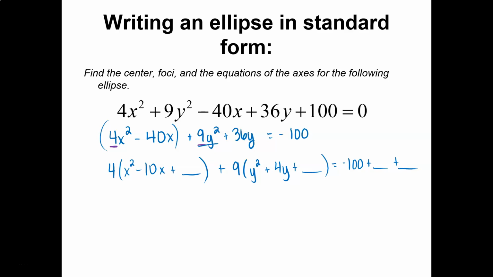Alright, so we want to complete the square just like we were doing before. The 4 is just going to kind of hang out front. And then if I'm completing the square here, I need to divide by 2. That'll give me a -5. If I square that, I'll get 25.